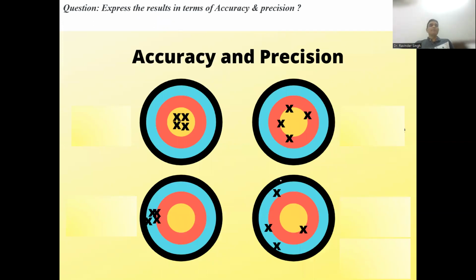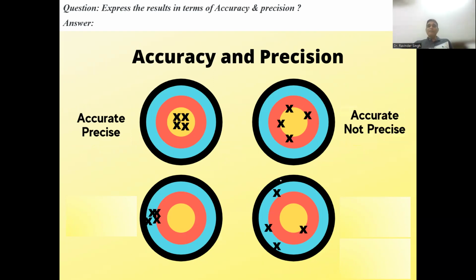In the next question, express the results in terms of accuracy and precision. We have 4 different diagrams. We have to tell which result in these 4 diagrams is accurate, precise, or both accurate and precise, as we just discussed. In the first one, you can see the result is both accurate and precise, because all the hits are at the center, at the same point. So results are both accurate and also precise.